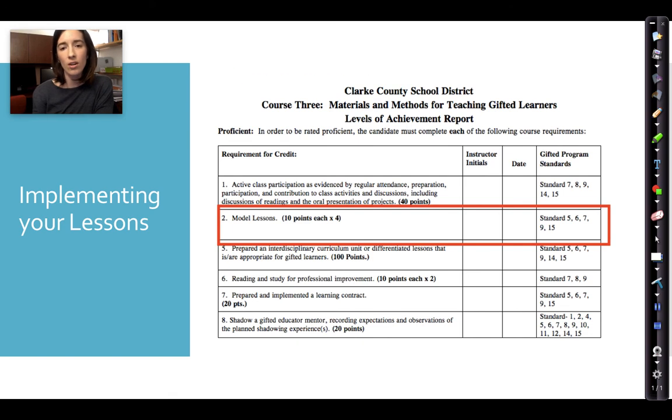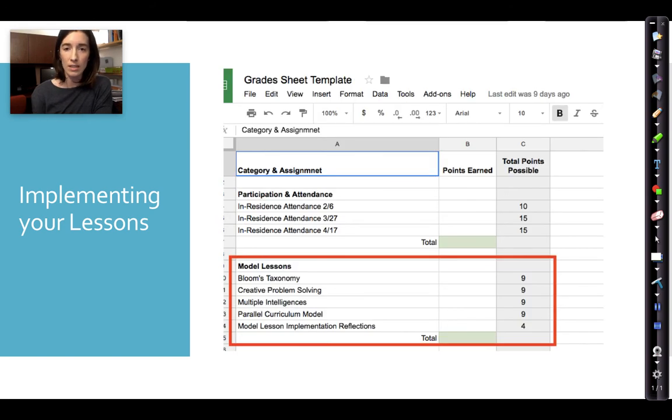And so you'll see that on your grade sheet that I'll be pasting into your Course 3 grade sheet, where you'll see your Bloom's taxonomy lesson is 9 points, creative problem solving 9 points, multiple intelligence 9 points, and parallel curriculum model 9 points. And then the model lesson implementation reflections, that's like 1 point for each of those, so for a total of 4. So it's still giving you your total of 40 points, but giving you some freedom to implement the lesson at some point during Course 3.